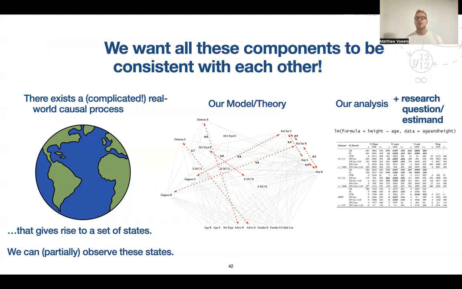So as I said, I've used the word consistent. I want all these components to be consistent with each other. They can't be the same. They can't map one-to-one to each other because, again, for a start, going from this real-world process to this theory, there's a huge amount of simplification that goes on there.